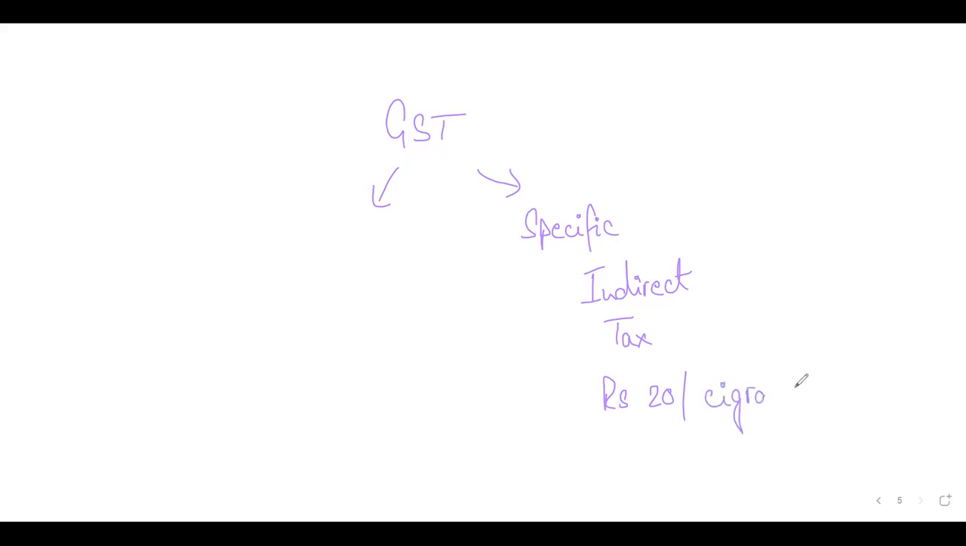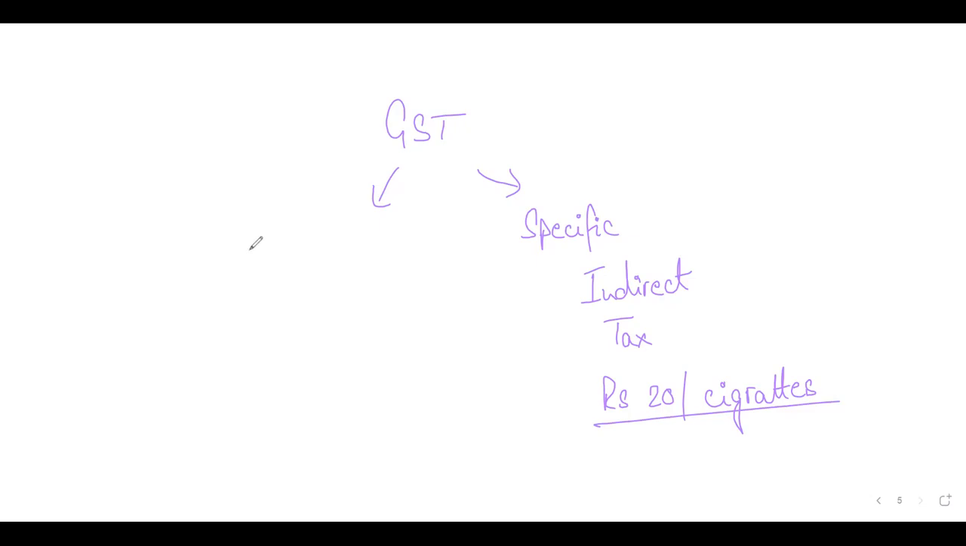The government did not say more expensive packets pay more. It's not a percentage of the selling price. So no matter whether a packet of cigarettes is 20 rupees or 200 rupees, each packet will increase in price by 20 rupees, because that's the amount of tax that the government has imposed.